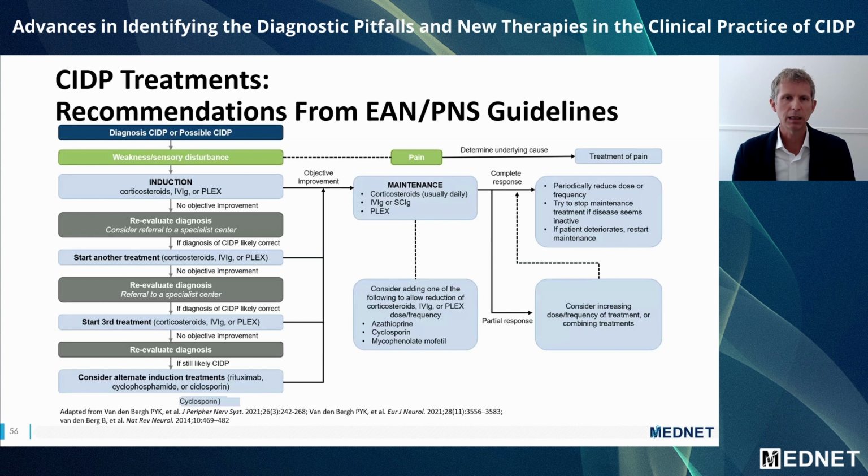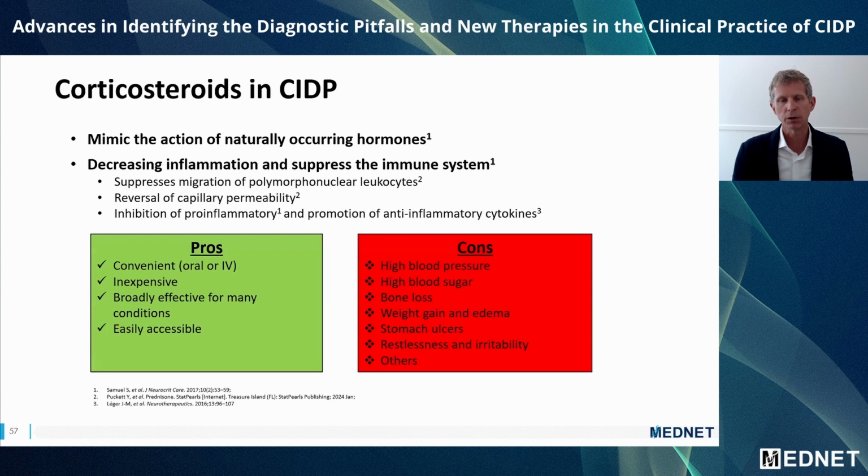Well, we can dive into each of these options in a little bit more detail. And the first is corticosteroids. So what's the data that supports the use of corticosteroids in CIDP? Corticosteroids, of course, mimic the action of naturally occurring hormones. They have a number of properties that suppress inflammation. By suppressing migration of leukocytes, they affect capillary permeability, and they inhibit pro-inflammatory and promote anti-inflammatory cytokines. So clearly, for many diseases, they're used as an anti-inflammatory medication.